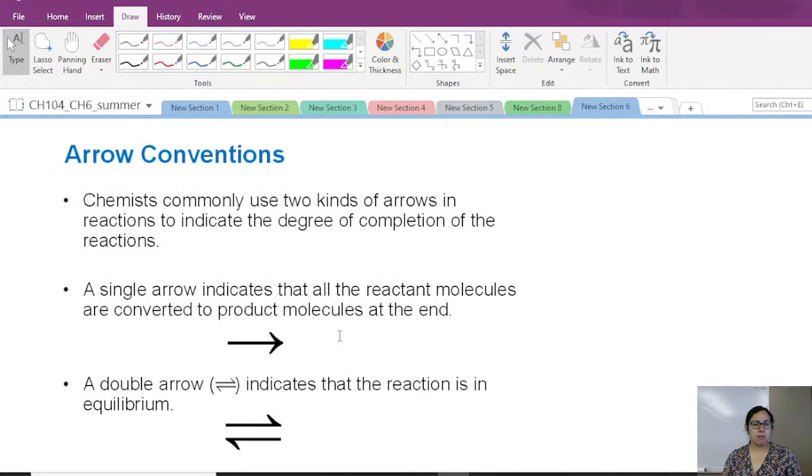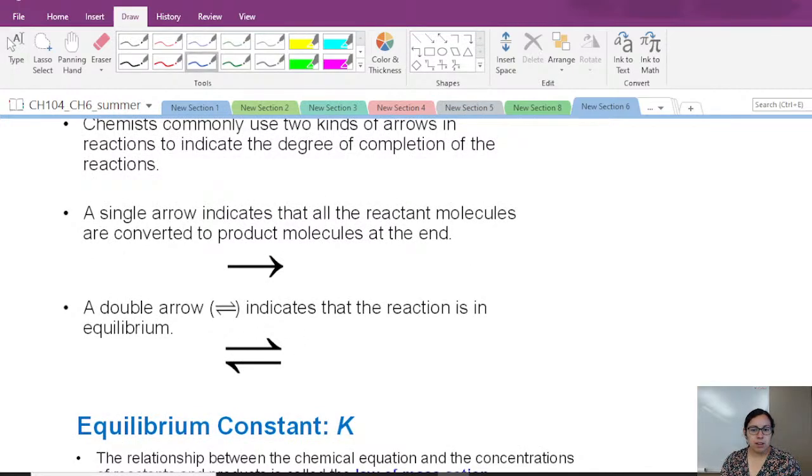So that's where equilibrium is important. And so again, we have our arrow conventions. Just reminding you that your single arrow implies that your reactant molecules are all converted to product molecules at the end. And the double-headed arrow indicates equilibrium. And of course, you can add something like this for no reaction. I think you saw that in your lab in just a few cases.